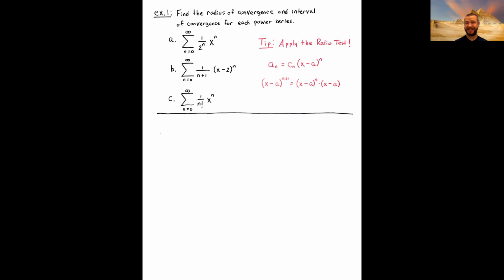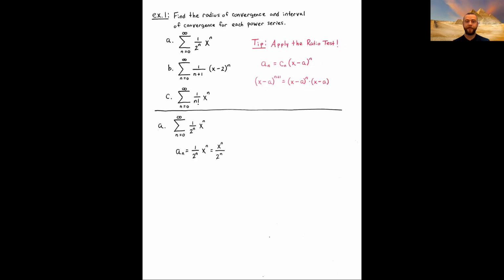Specifically, (x minus a) to the n plus 1 power can be expressed as (x minus a) to the nth power times (x minus a). If you're at all uncomfortable with that, multiply the right-hand sides together. Since it's the same base, you can add the exponents. n plus 1 gives you that exponent on the left there. All right, let's go ahead and get to part A.